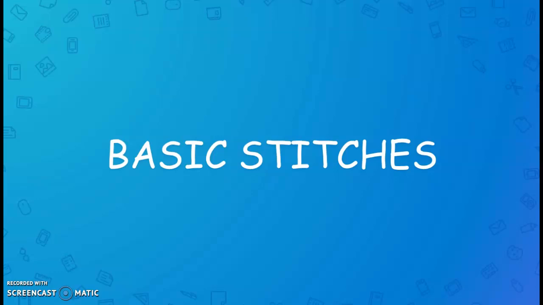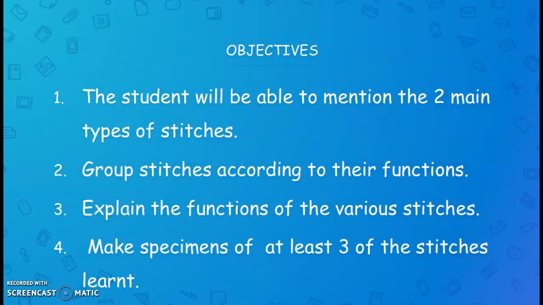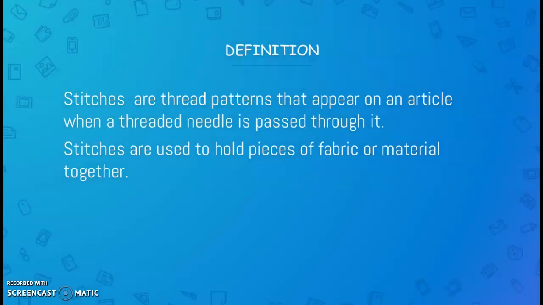I'm Ifa Chimba. Our topic for today is basic stitches. By the end of the lesson, you should be able to: 1. Mention the two main types of stitches. 2. Group stitches according to their functions. 3. Explain the functions of the various stitches. And 4. Make specimens of at least 3 of the stitches you have learned.